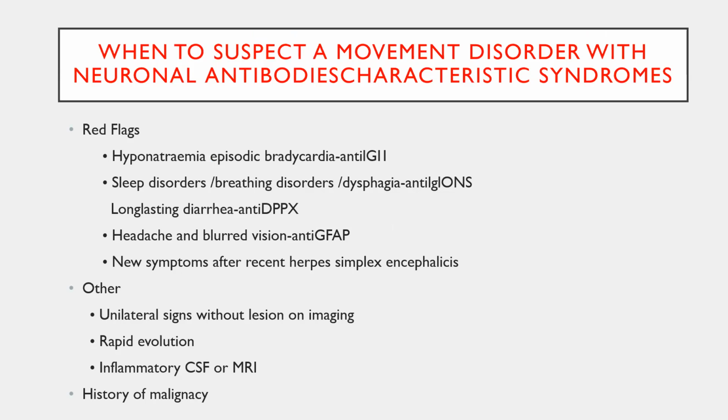Hyponatremia is also classical of LGI1 encephalitis, and sleep disorders, breathing disorders, and parkinsonism are seen with IgLON5 antibodies. If a patient has long-standing diarrhea with movement disorders, think of anti-DPPX antibody associated autoimmune encephalitis. If a patient has meningitis features, headache, blurred vision, think of anti-GFAP antibody associated movement disorder. If a patient previously had herpes simplex encephalitis and now has turned into NMDAR encephalitis, you will also see orofacial dyskinesias. If there is any abnormal finding in the CSF, MRI or EEG, or a history of malignancy, these are very treatable subacute onset movement disorders. In this setting you need to evaluate aggressively.